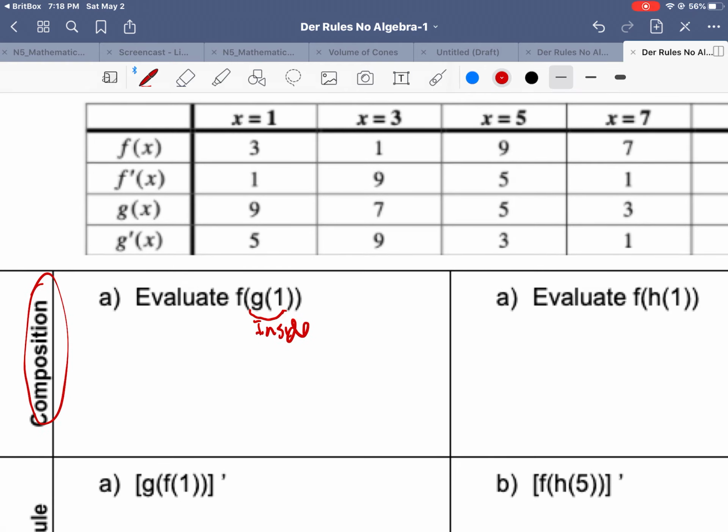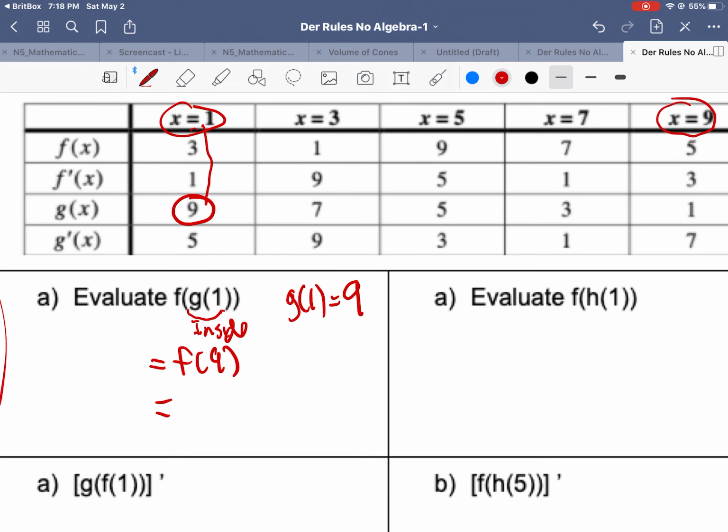So if I see f of g at 1, and I've got all these values up here, that means the first thing I need to do is figure out what is g at 1. So I go to x equals 1, and I go down until I get to g. That's worth 9. So I can replace g at 1 with 9. That's the same thing as f at 9. Now I go over to x equals 9, and I go down to get f, and it's worth 5. Okay, so that process is fairly clear. Do the inside, get that value, and then replace it and evaluate with f.